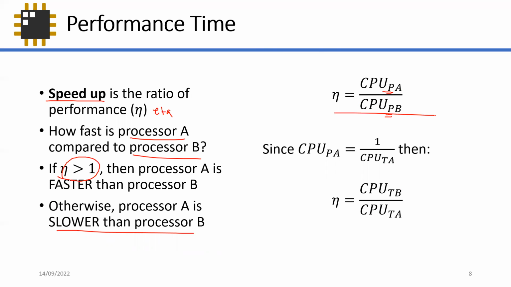So you could do it this way, but since the performance metric compared to the CPU time is just the reciprocal of each other, I personally like to do it in terms of execution time. Or sorry, CPU time. I always mix that up. CPU time rather.